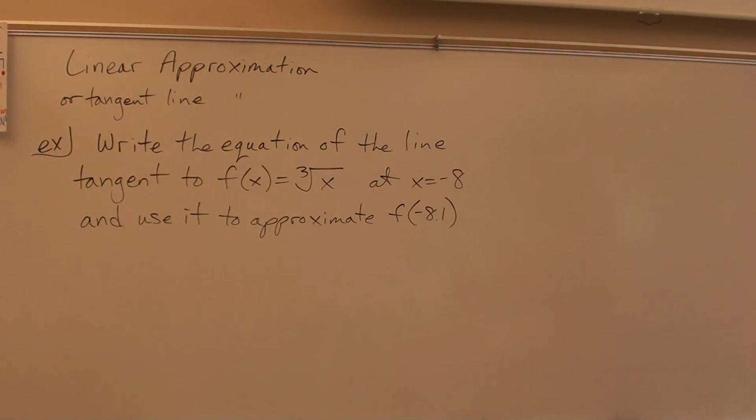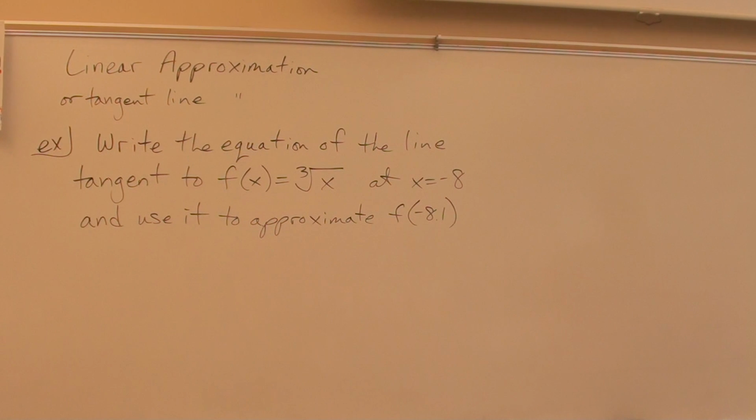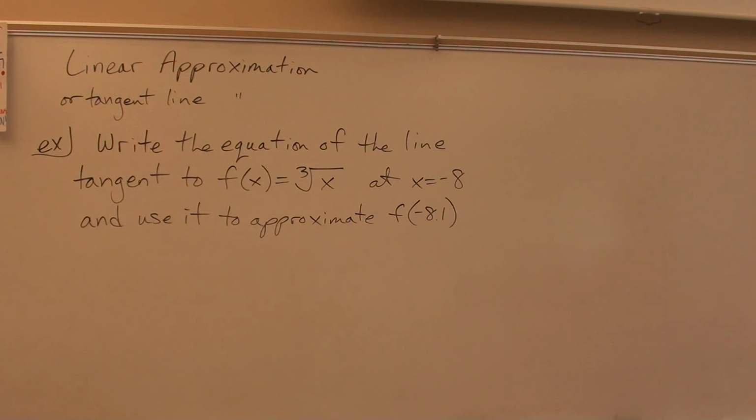So in your groups, I want you guys to take a minute and write the equation of the line tangent to f of x at x equals negative 8. What two things do you need? Point and a slope. Where do you get the point from? Plug it in the original function. Where do you get the slope from? Derivative. So go ahead and do that. Take a minute. Keep it in point-slope form.